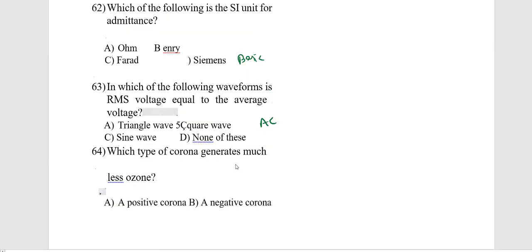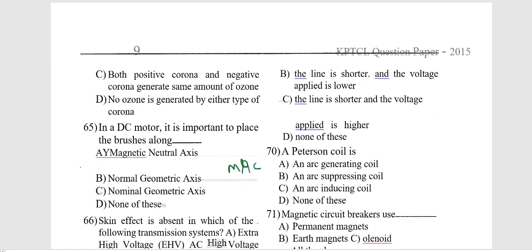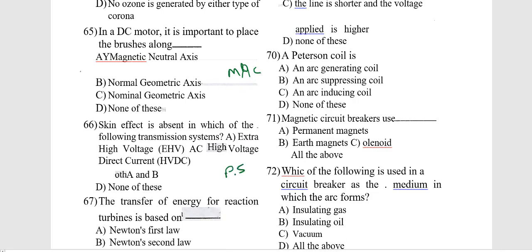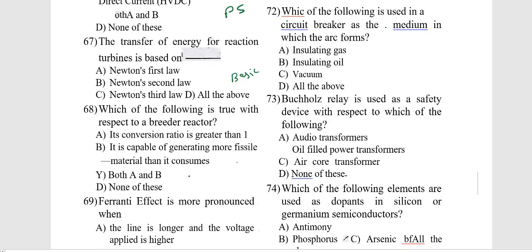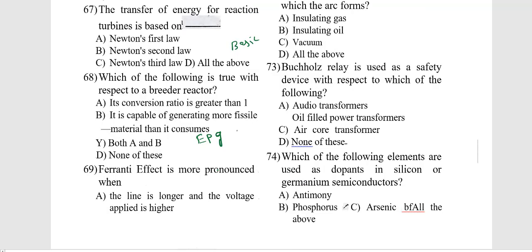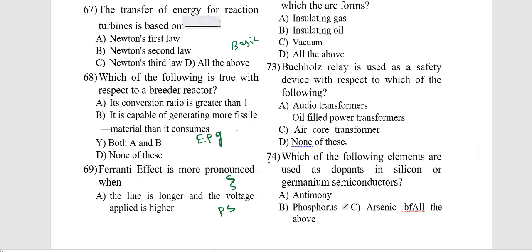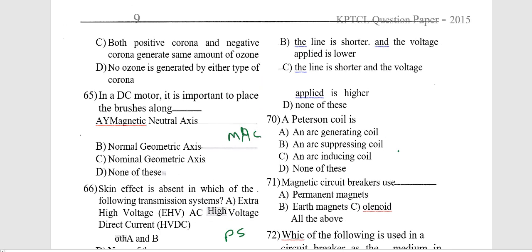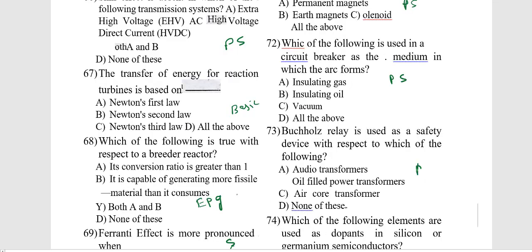AC fundamental, power systems, DC machines, again machine, no, this is power systems, basic, and this belongs to, we had one electrical power, EPG. Ferranti effect is more produced when, again power systems. Peterson coil, this belongs to machines or power system. Peterson coil is actually present in power system security, so let's consider it as power systems only. Magnetic circuit breakers, power systems, power system security, power systems, Buchholz relay, everything comes under power system security.